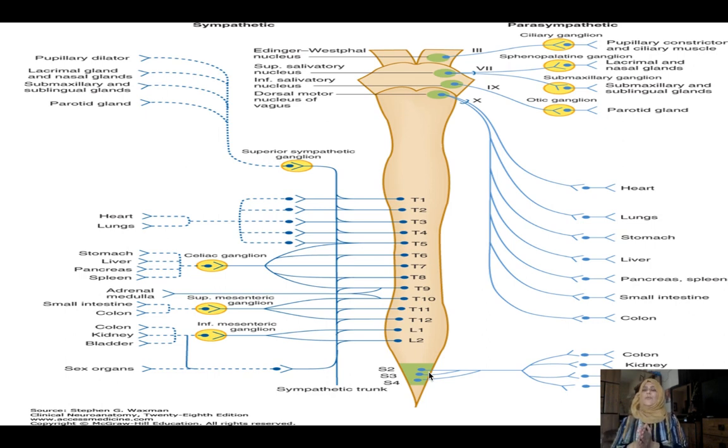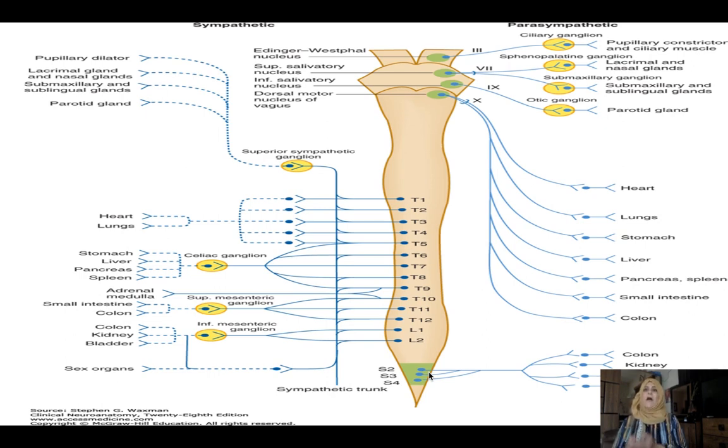Another difference is that the ganglia in the sympathetic are closer to the midline, while the ganglia of the parasympathetic are near the viscera. That's why the preganglionic sympathetic fibers are shorter than the preganglionic parasympathetic fibers, which are longer. Another difference is that the postganglionic sympathetic fibers are longer, while the postganglionic parasympathetic fibers are shorter. Okay?